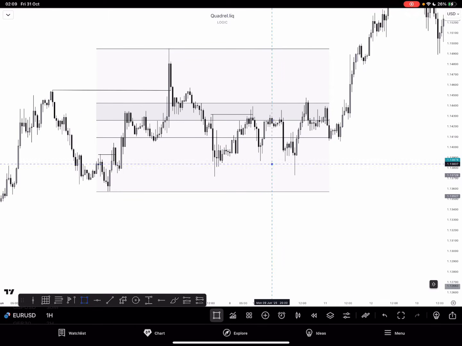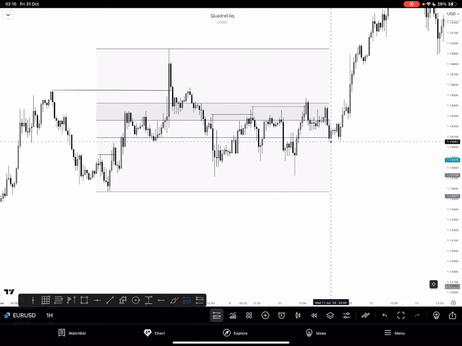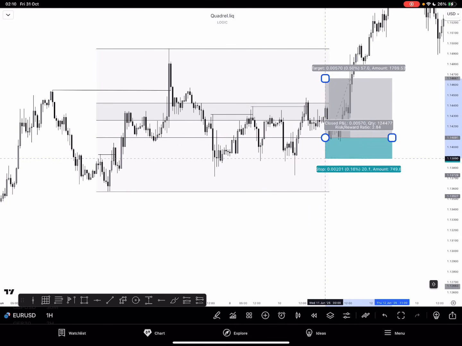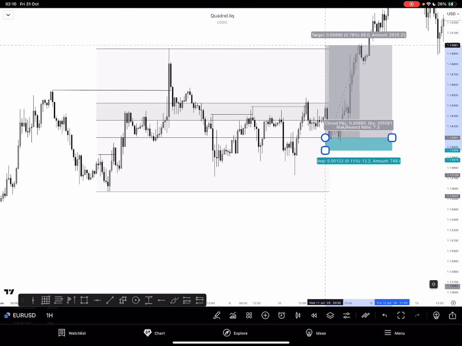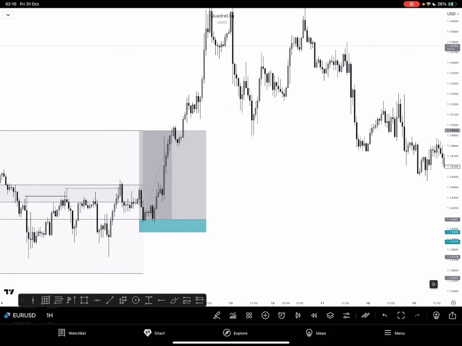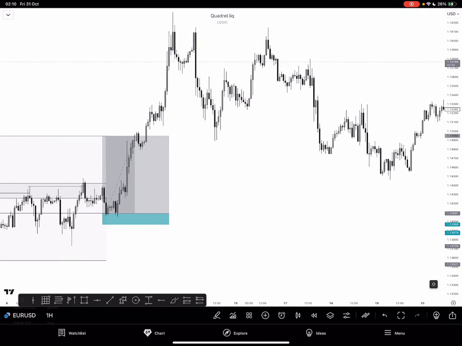So now at the end of the day, you notice that everything eventually broke with body right here. So you just place your order on that same level here. Once price pulls back, take your profit. So same thing here.